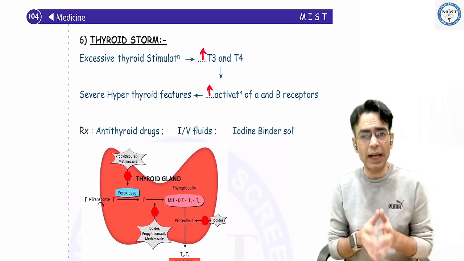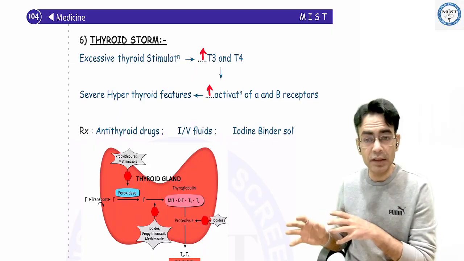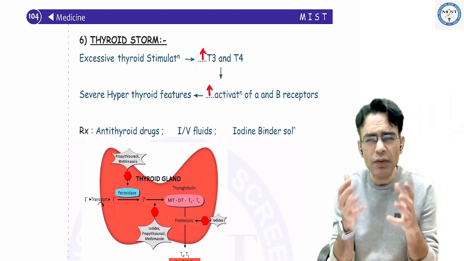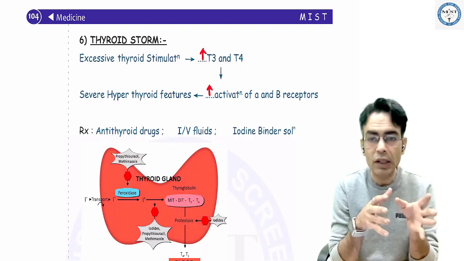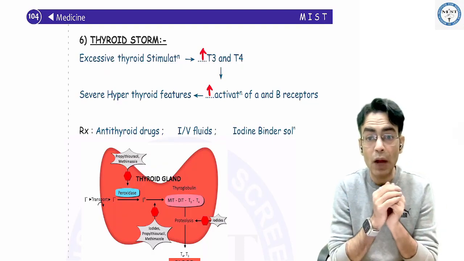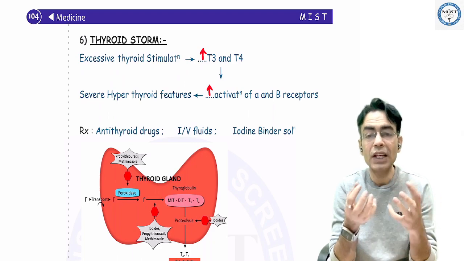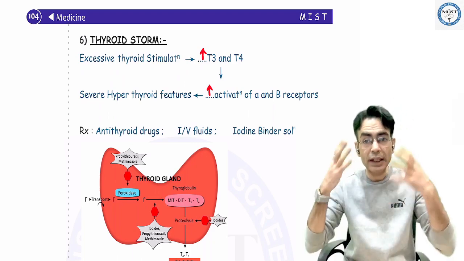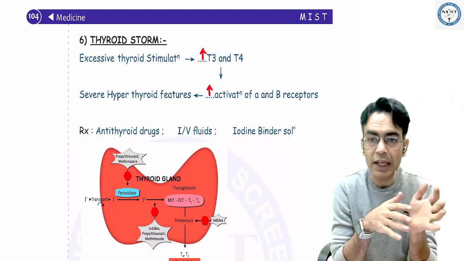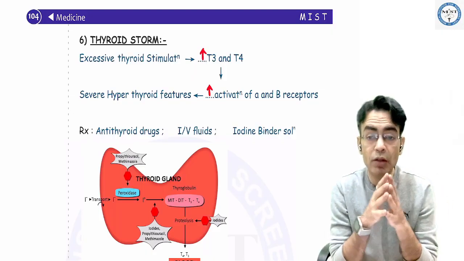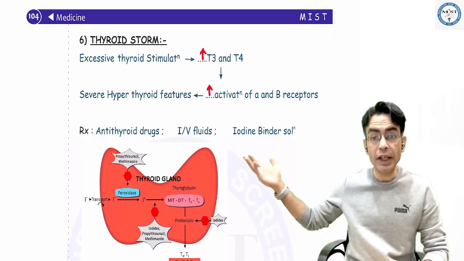Then thyroid storm. In thyroid storm, it is excessive stimulation of the thyroid gland due to some reason, and the patient is having severe hyperthyroid features. So you have to give iodine blockers so that there is no iodine being utilized, because we are eating iodine, right, in the salt. So we give iodine binders so that this iodine in the blood binds and does not go inside the thyroid gland. We also give antithyroid medications and we have to give IV fluids because the patient will be hyperthyroid, losing a lot of water. So we need to take care of that.